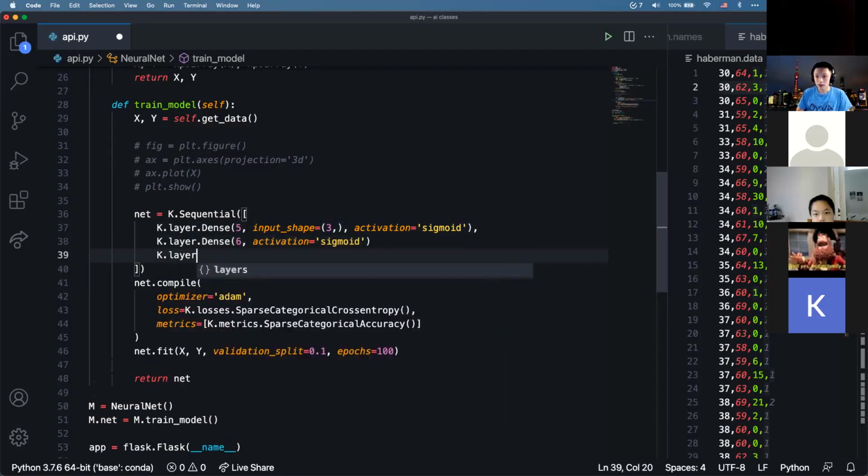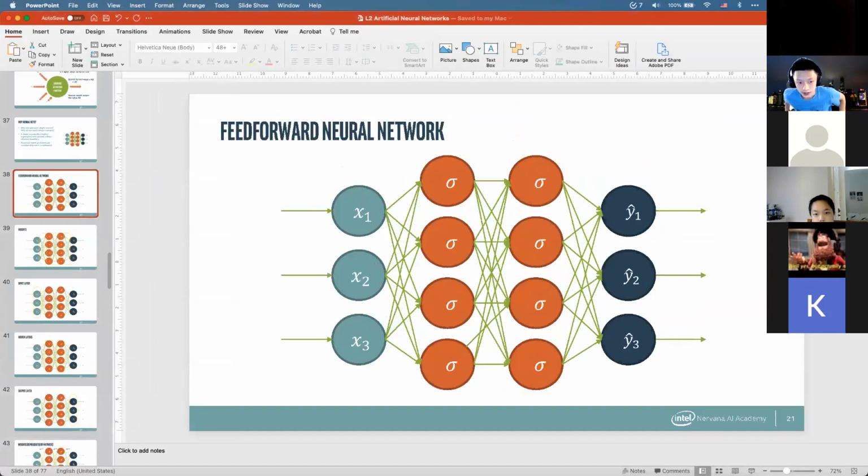And then finally, how many nodes do you think should be at the last layer if we're trying to predict two classes? Feel free to unmute or chat. Either one or two, maybe two. Okay, so I hear one or two. Do any of the students want to volunteer which one they think should be the one? I'd say two.